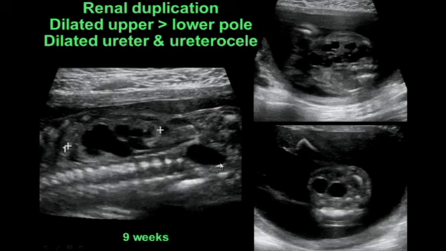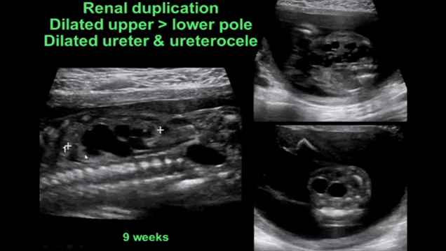So here's a case of renal duplication, and we know it's a renal duplication because we have two different levels of hydronephrosis in the kidney. The upper pole is more dilated than the lower pole. Furthermore, we can see the dilated ureter extending down to the bladder to a ureterocele, which is an obstructed insertion of the ureter. So here's the kidney.